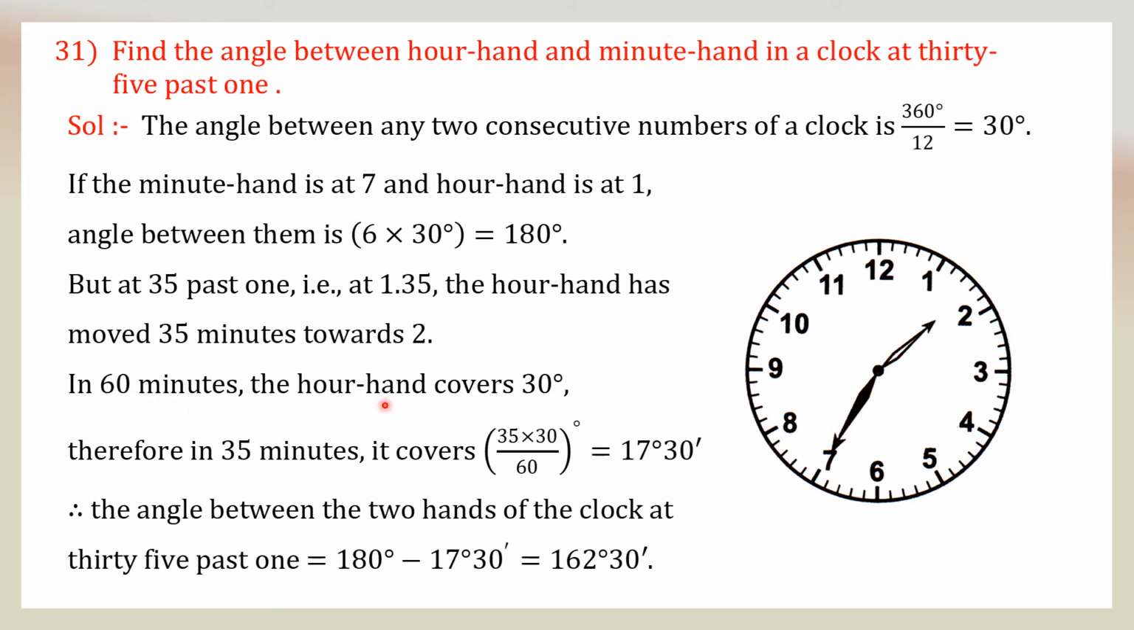We know that in 60 minutes the hour hand covers 30 degrees. Therefore in 35 minutes it covers 35 into 30 divided by 60. Simplifying, we get 17 degrees 30 minutes. Therefore, the angle between the two hands of a clock at 35 past 1 is the angle between 1 and 7, which is 180 degrees, minus the angle covered in 35 minutes. Then we get 162 degrees 30 minutes.